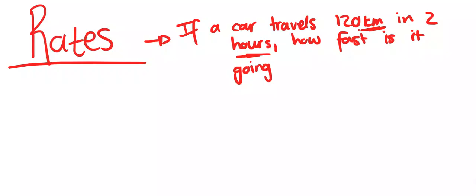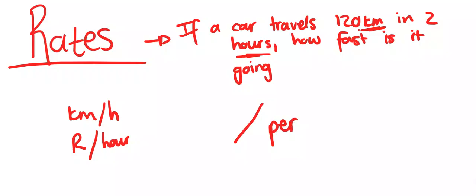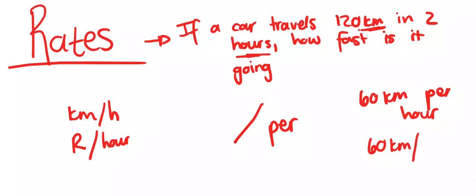Okay, so that's the basics when it comes to our rates. You could also have something like kilometers per hour. You could have rand per hour. This dash over here, or this forward slash, is just for per. Whenever you get your answer, you will say the car is traveling 2 kilometers per hour, or 3 kilometers per hour. So that's how you would indicate per hour. It's literally the same as just saying 60 km per hour. It's just a shortcut of how you can say it.